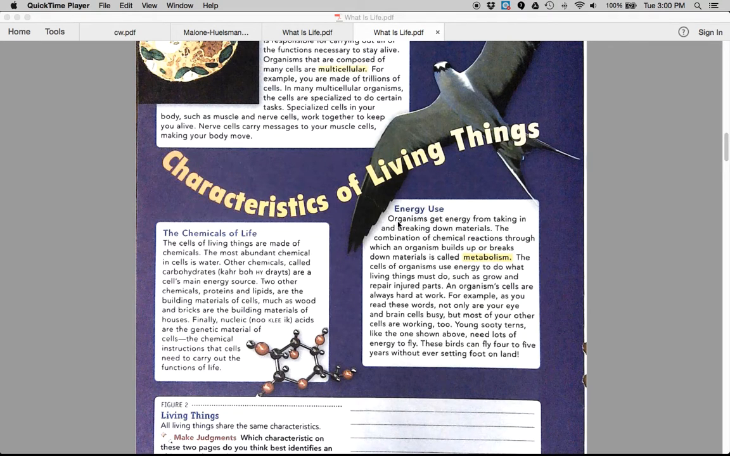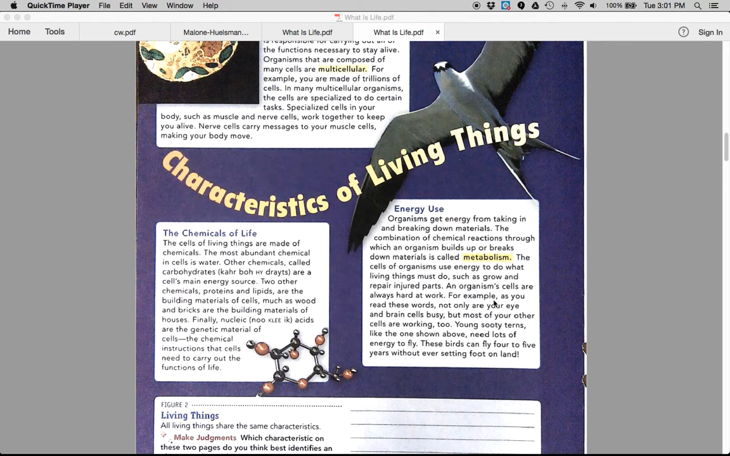Energy use. Organisms get energy from taking in and breaking down materials. The combination of chemical reactions through which an organism builds up or breaks down materials is called metabolism. The cells of organisms use energy to do what living things must do, such as grow and repair injured parts. An organism's cells are always hard at work. For example, as you read these words, not only are your eye and brain cells busy, but most of your other cells are working too.